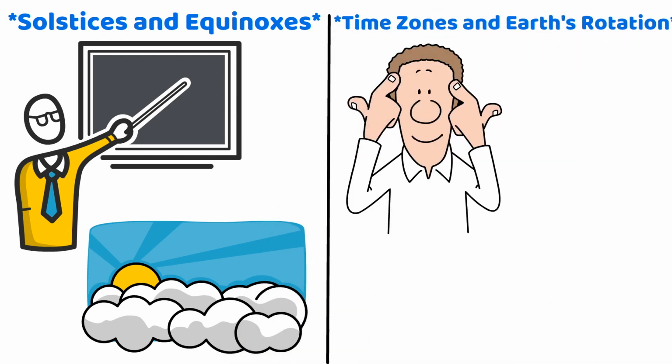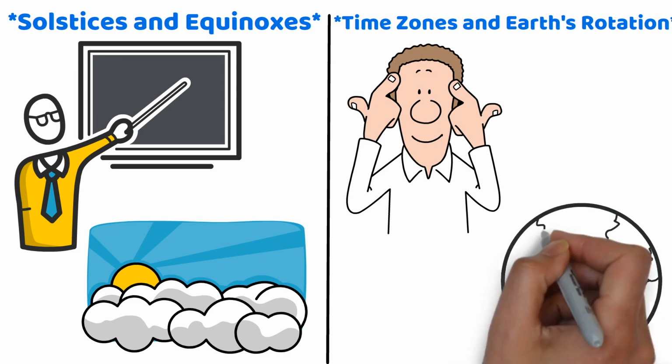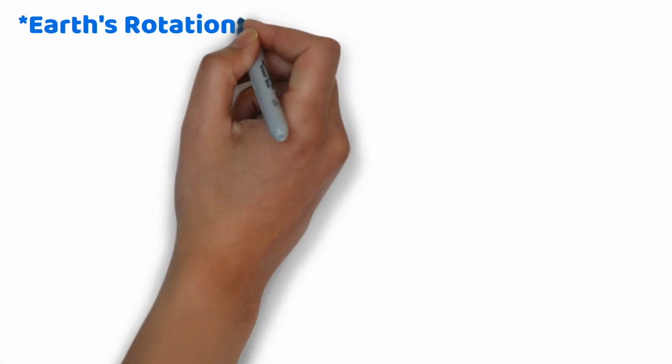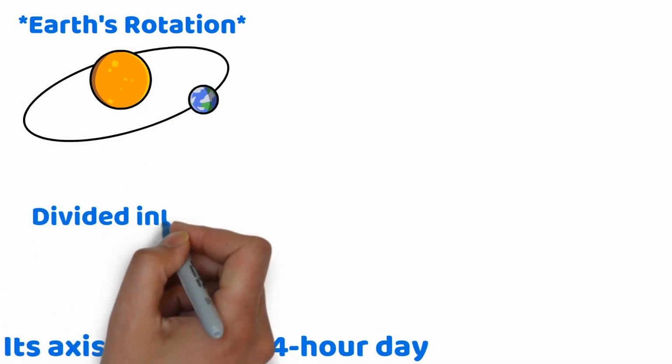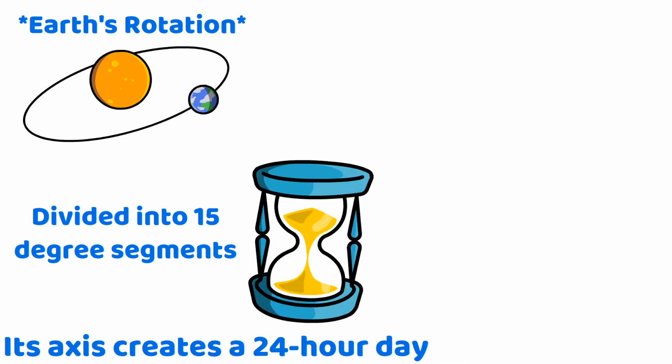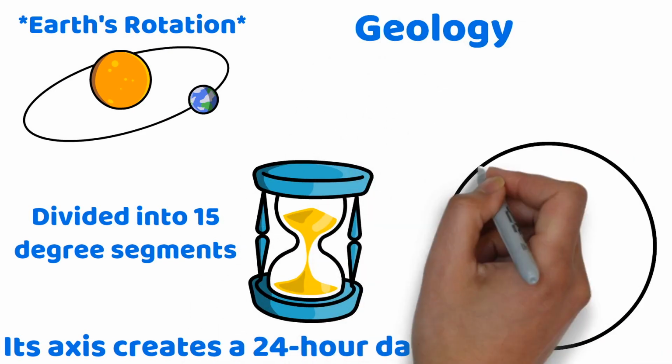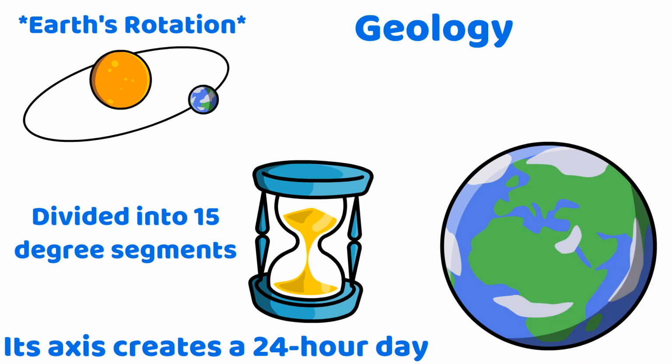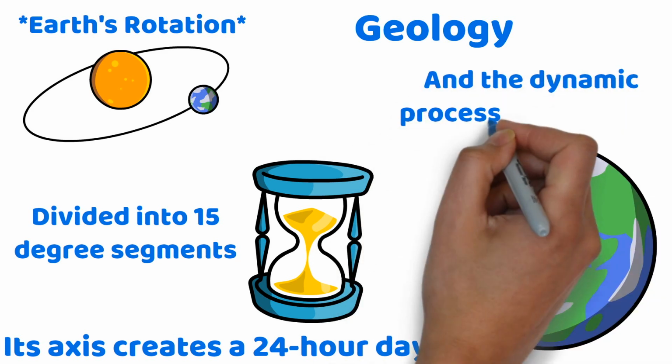Understanding time zones is crucial for comprehending global time differences. Earth's rotation. A full rotation of the Earth on its axis creates a 24-hour day, divided into 15-degree segments, each representing 1 hour across different time zones. Moving next to geology, which provides insights into Earth's physical structure and the dynamic processes shaping it.